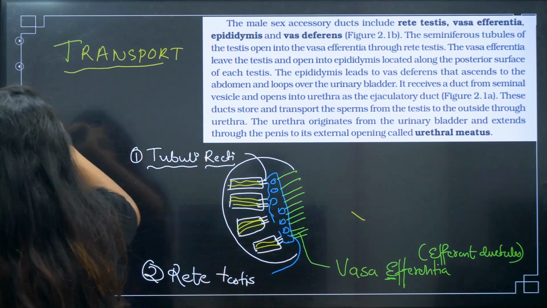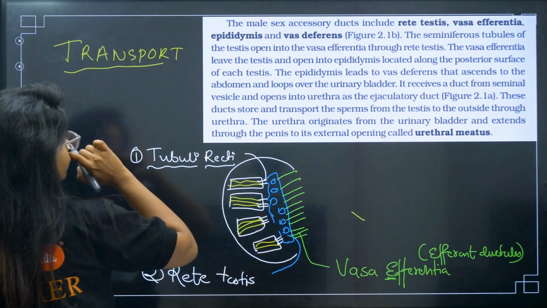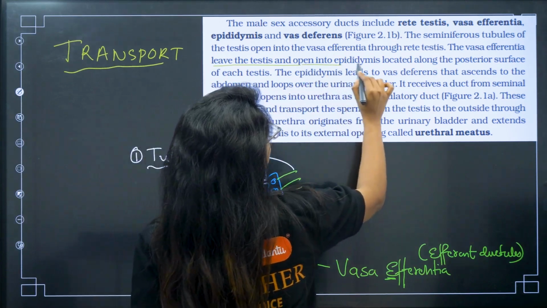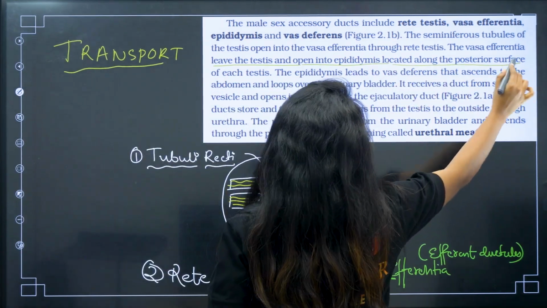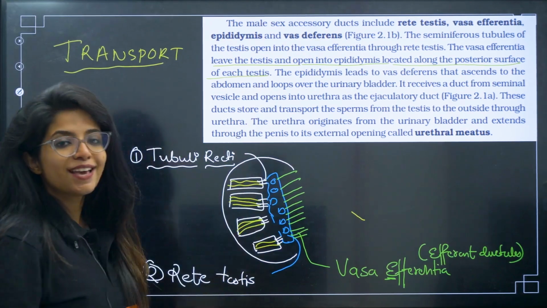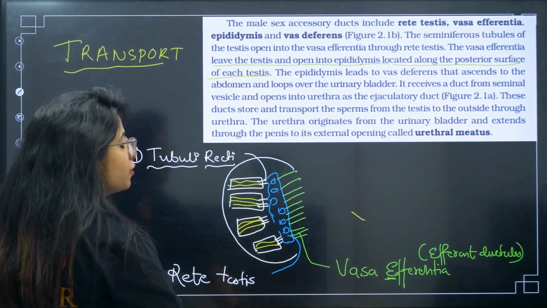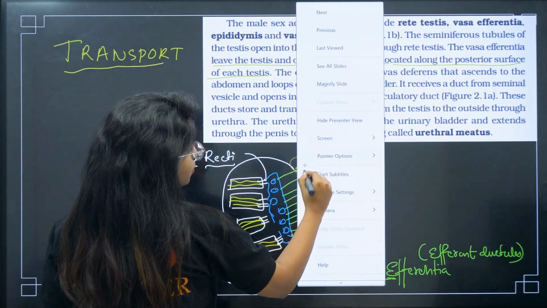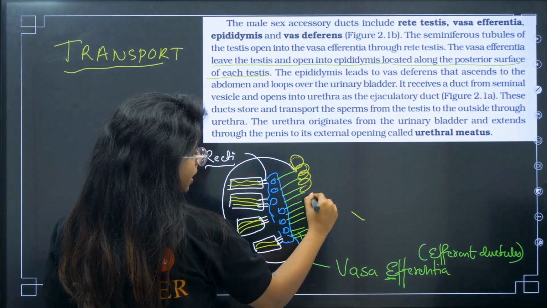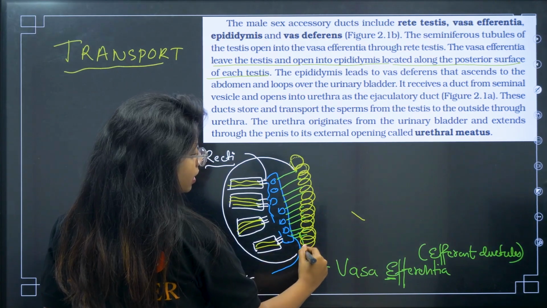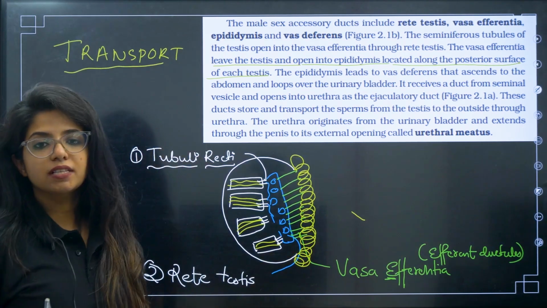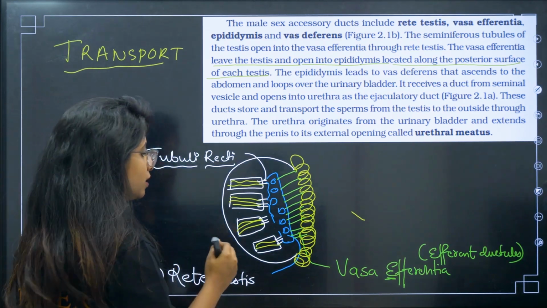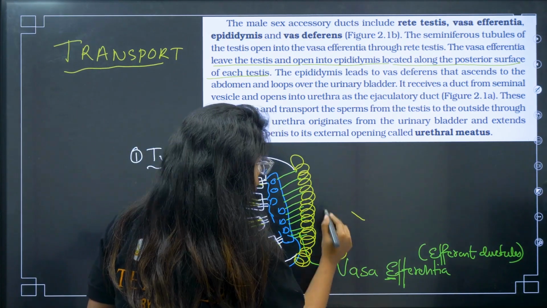Now let's see, where is it going to? This particular thing is going to form something else. So the vasa efferentia leave the testis and open into epididymis located along the posterior surface of each testis. So basically this vasa efferentia is going to open into what? Epididymis, which is located in the posterior. This is the posterior side of the testis, and here the epididymis is formed. You might be thinking, why am I making it like this? Because it is a super coiled structure.